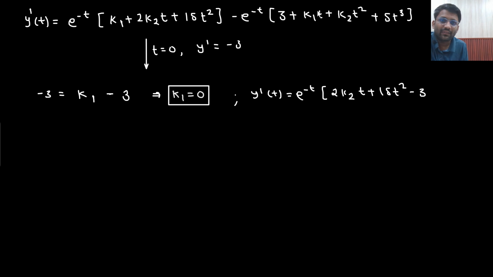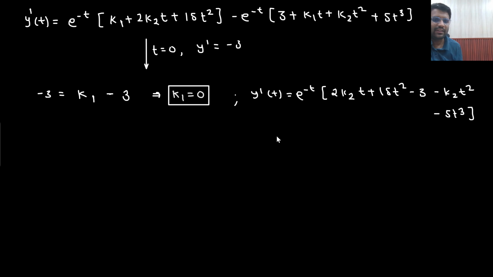What is the value of k1? K1 is coming out to be 0, so this will be gone, minus k2t square minus 5t cube. Is that understandable to you? I am just simply putting the value. K1 goes to 0. This will become 2k2t plus 15t square minus 3, minus k2t square minus 5t cube.